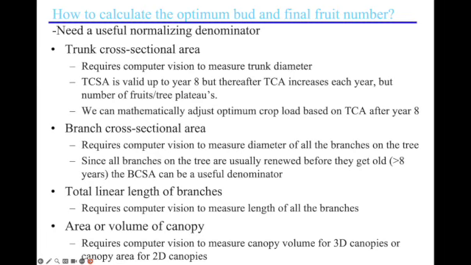An alternative would be using computer vision to measure the length of all the branches on the tree and use that as a denominator. Or lastly, using computer vision, measure the canopy volume for 3D canopies, or even canopy area for 2D canopies, and come up with a number of fruits per cubic meter of canopy, or per square meter on a two-dimensional canopy. I would like the companies to think about how in their products they are going to help us with one of these methods to calculate the proper crop load or the target that we want.